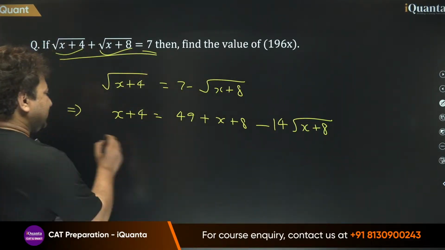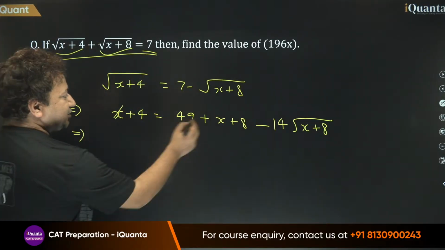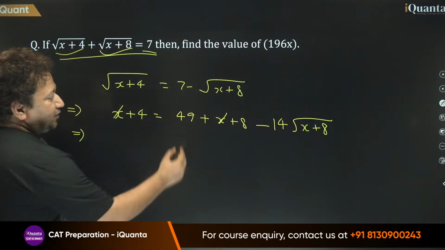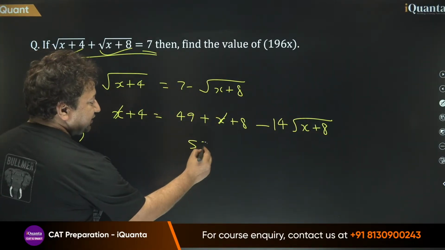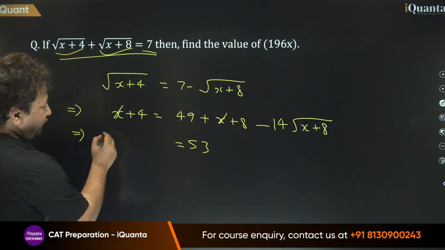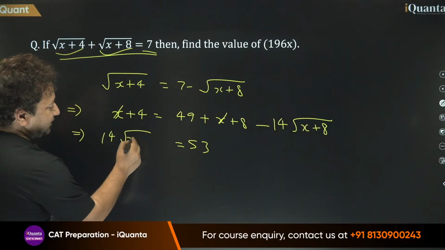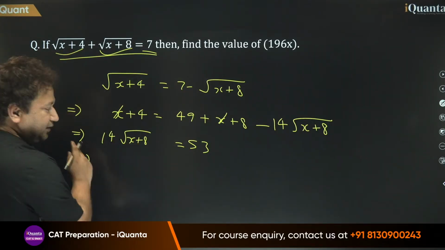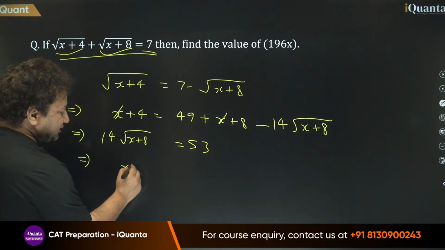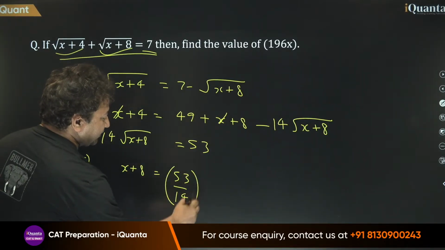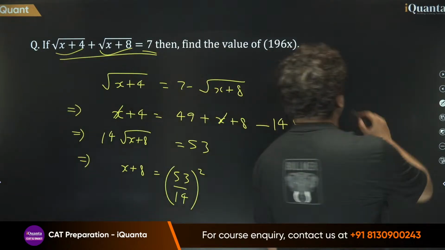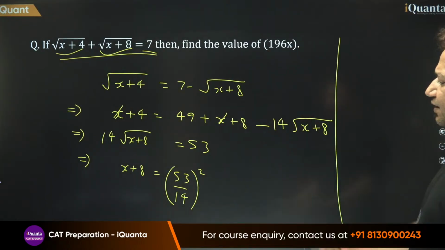Okay, let's solve it now. So x and x got cancelled and we are so happy now. 49 plus 8 is 57, minus 4 is 53. So 53 will be the value of 14 times root of x plus 8. Is that cool? Cross multiplying, I'll get x plus 8 is equal to 53 upon 14 and then whole square of it. All right. Now things are pretty much easy.